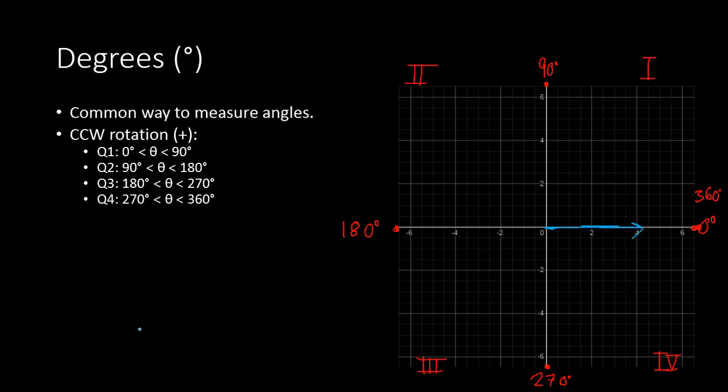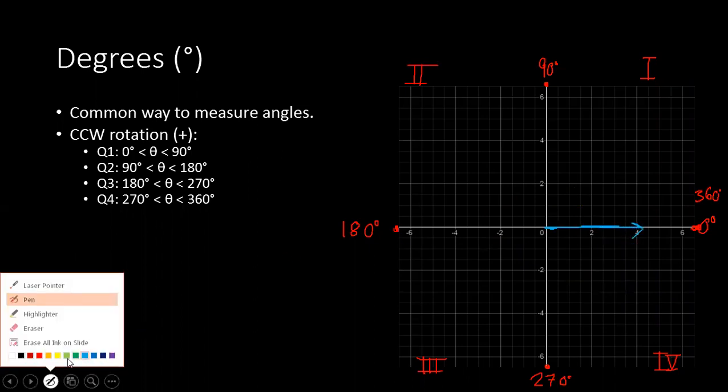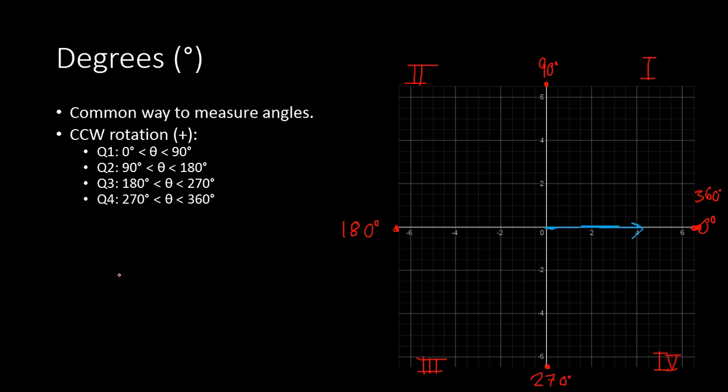Okay, there you go. Let's just say that the angle that you form is 280 degrees. Where do you think the terminal side is located? Is it in the first quadrant, second quadrant, third quadrant, or fourth quadrant?